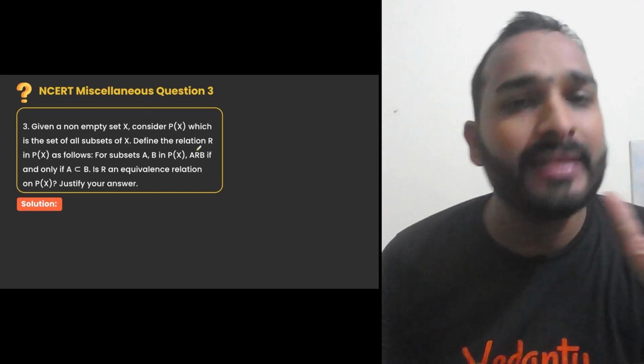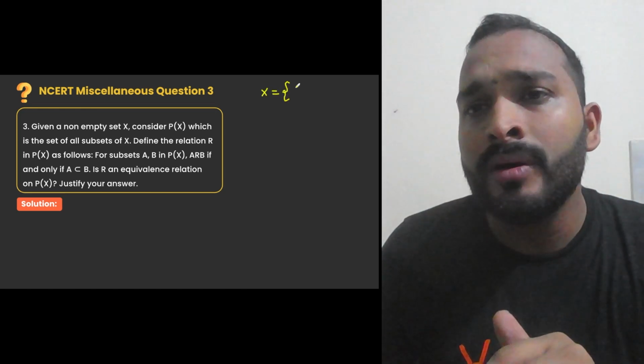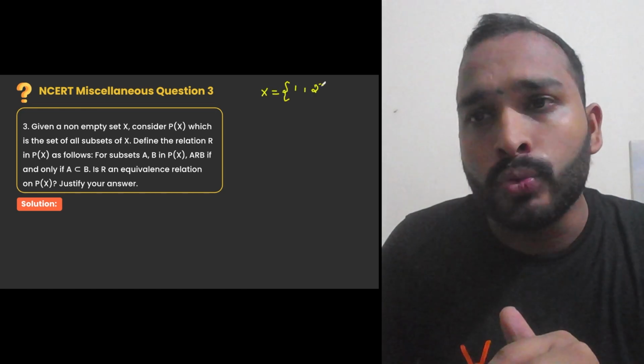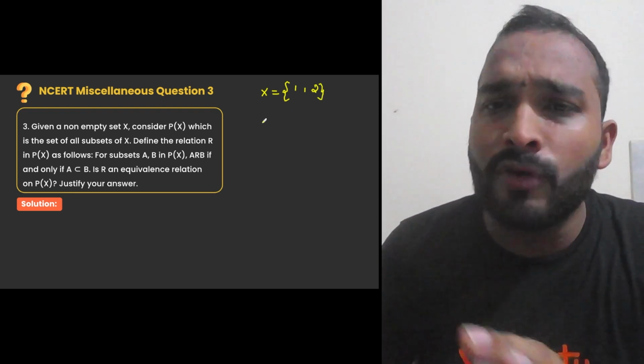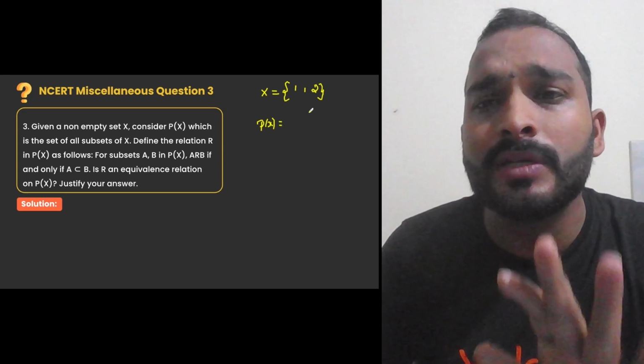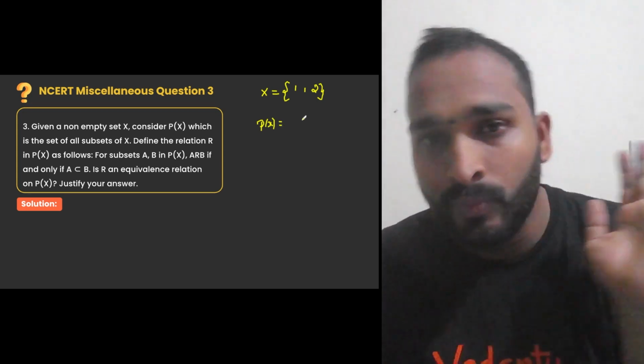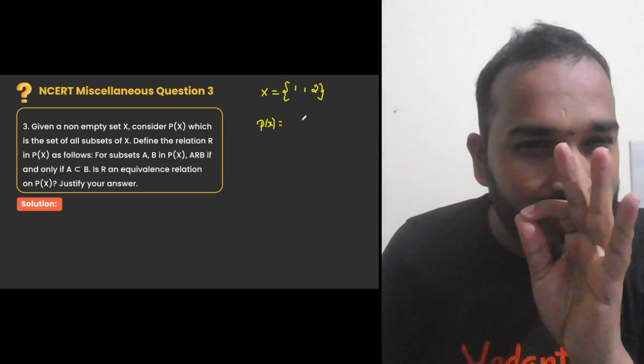Given a non-empty set x, we have a non-empty set x. Consider P of x, which is the set of all subsets. You know, children, for example, if you have x as {1, 2}, and P of x is the set of all subsets, that means this P of x will contain every subset of this. It will contain the null set, it will contain a set containing 1, it will contain a set containing 2. So all the subsets. I hope this is clear. I'm just giving an example.